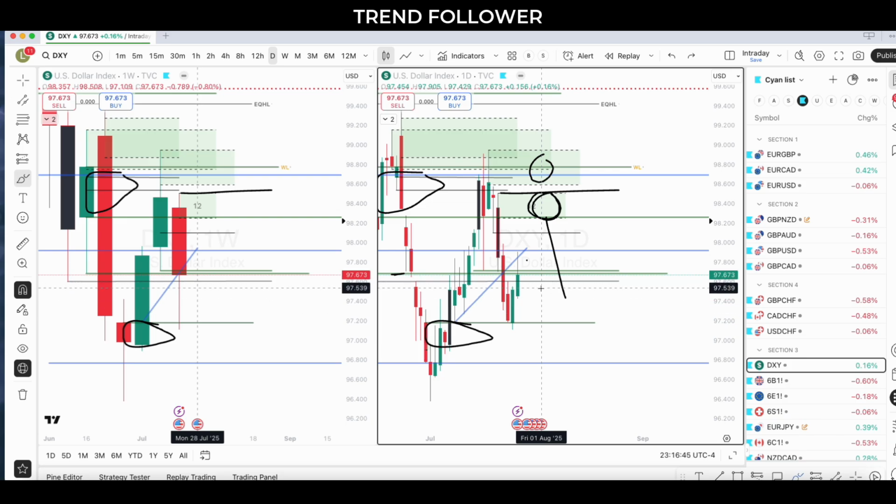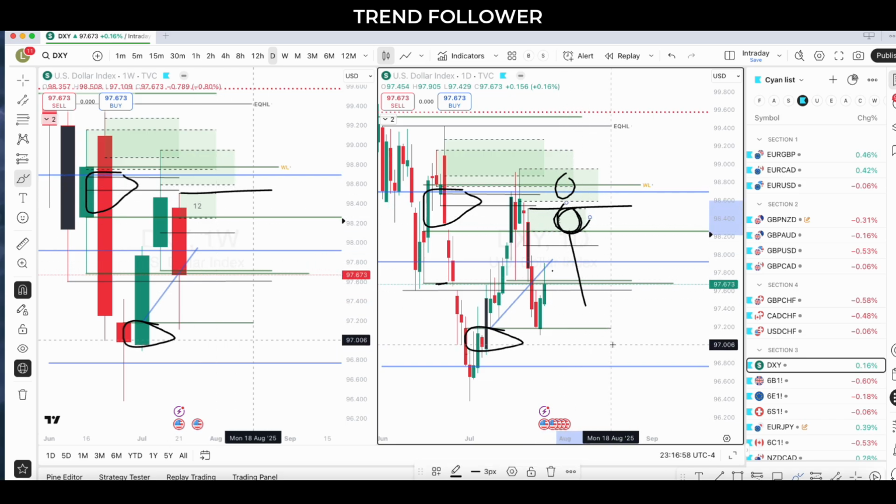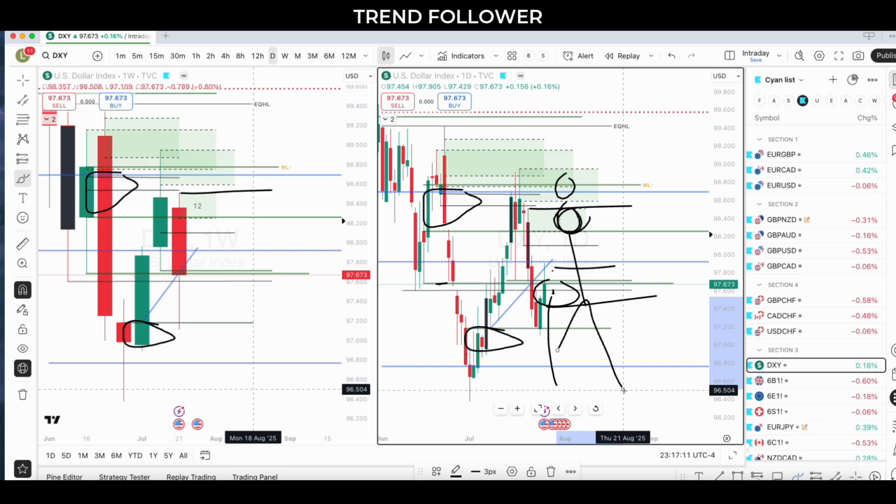So for me, at least according to the market structure, I do think that the probability is for it to bounce till here and then go down, right? So that's what I think can happen. That's where the highest probability of taking a trade would be. And as I said, if this becomes the daily demand and you come down, then I will try something like this. All right, so that's DXY for you guys.